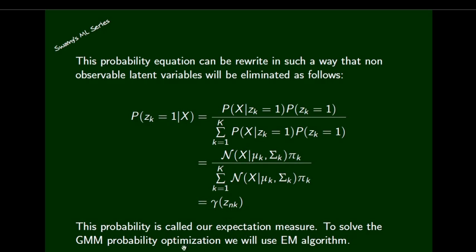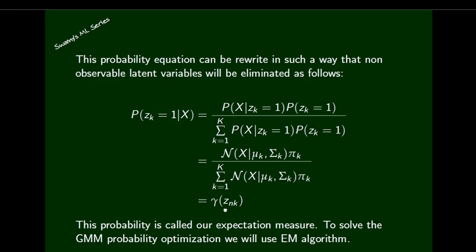To solve the GMM probability optimization, we will use the expectation maximization algorithm. In order to find this gamma of z and k, we have to find out this probability. This is the probability that a given sample belongs to the kth cluster. This parameter can be identified with the help of an optimization method called the expectation maximization algorithm. Okay, thank you very much.